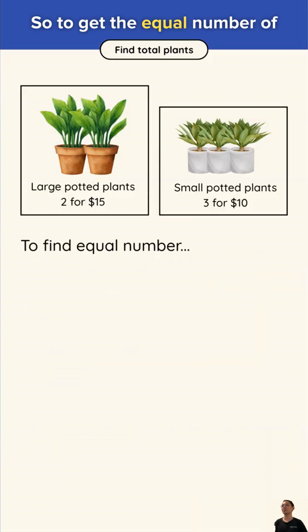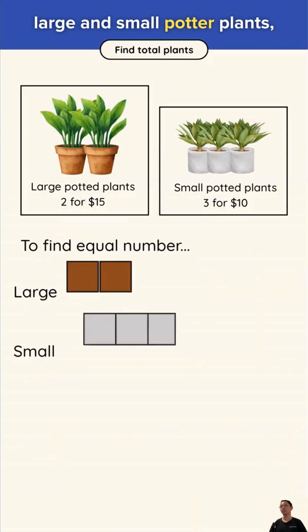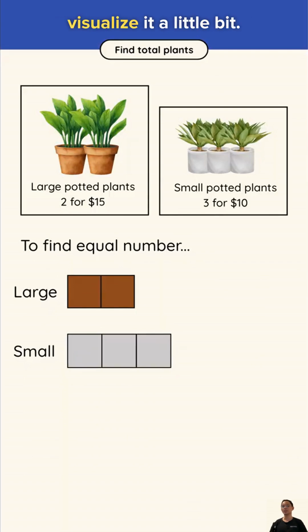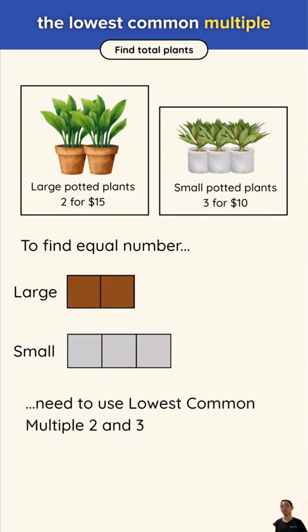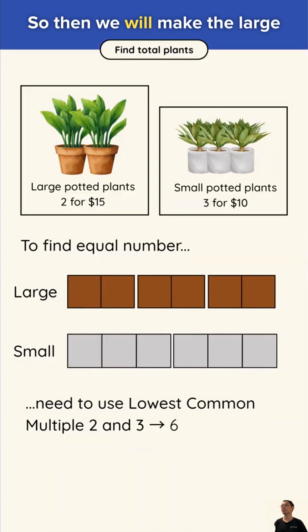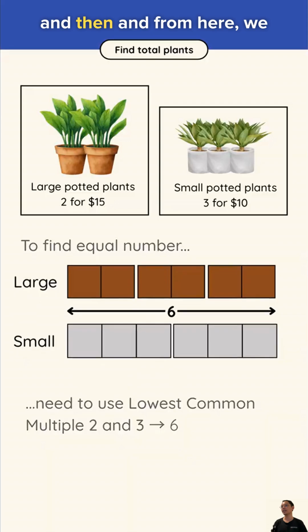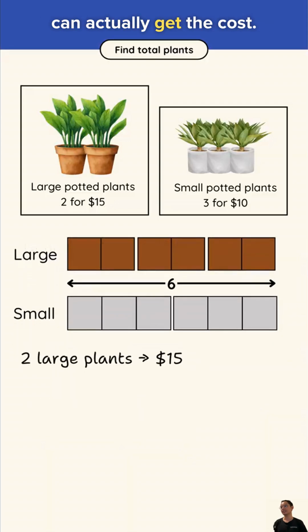To get the equal number of large and small potted plants, we can draw a model to visualize it a little bit. In this case, we need to use the lowest common multiple between 2 and 3, and this will give us 6, if you guessed it correctly. So then we will make the large and small into 6 each. And then from here, we can actually get the cost.